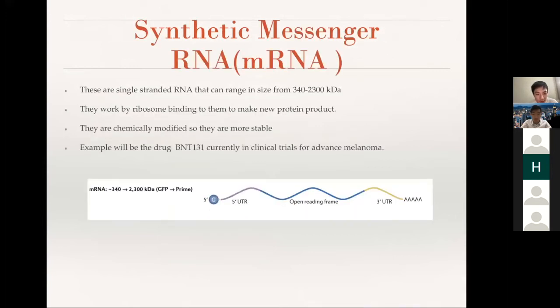And then we have the final example, the one we are all familiar with: mRNA. These are ssRNA that are limited by our delivery method to anywhere in size from 340 to 2,300 kDa. They work by ribosomes binding to them to make new protein products, thus increasing the amount of protein products to treat a disease. All of this is quite new. In clinical trials, an example would be BNT131, which is used to treat advanced melanoma, where a cytokine-inducing mRNA is implanted into a tumor.